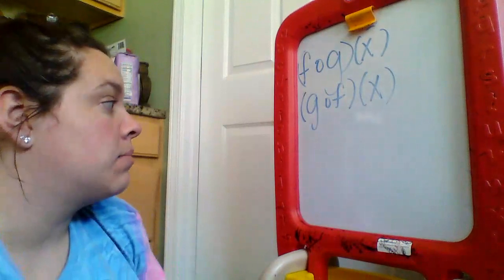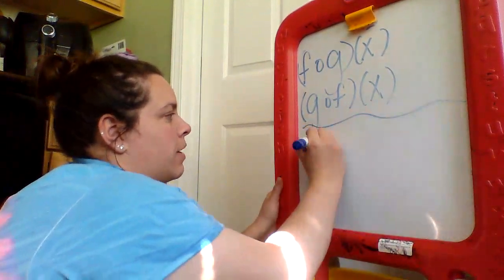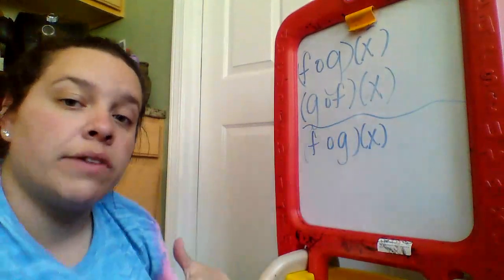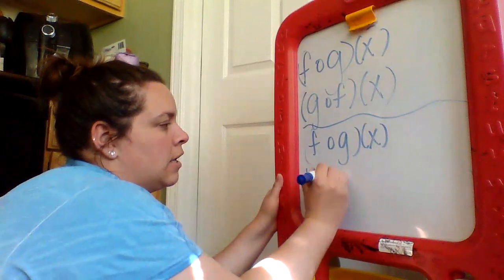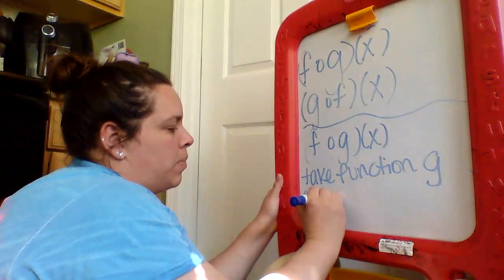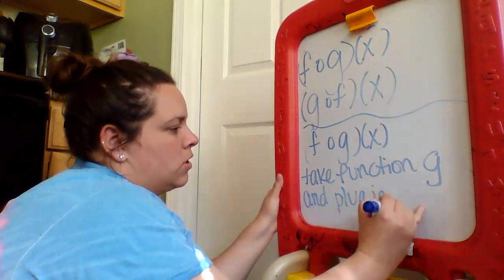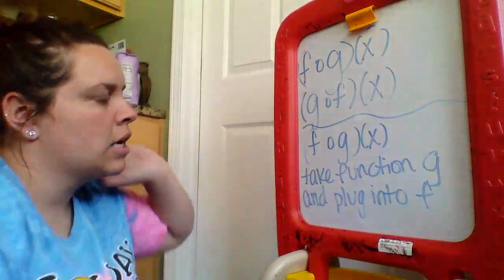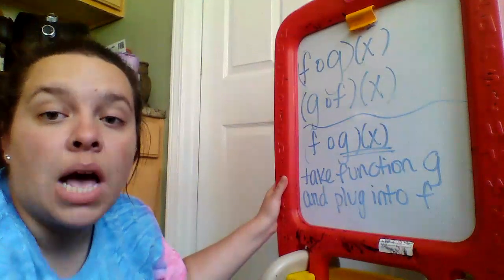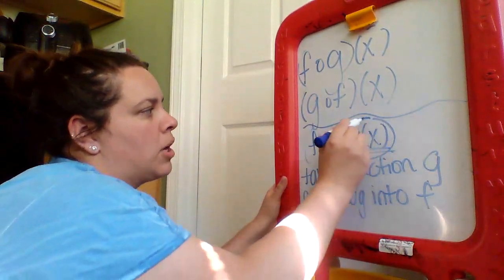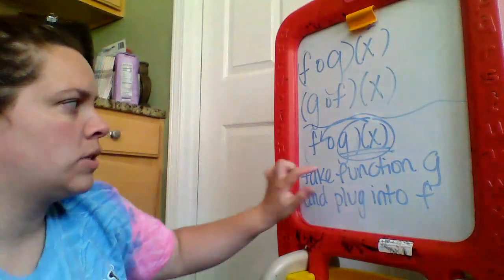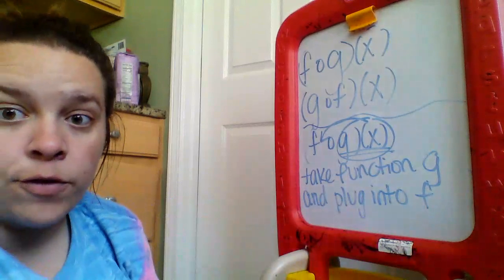All right. So if I see, I'm going to write this up here. If I see f of g of x, that means it's not "fog", it's f of g of x. I'm going to take function g and plug it into f, okay? So you'll see a lot of times I'll underline this because that's the function that it's going to be composed of, and I'm going to underline this and plug it into f because it's going to be function f composed of g. So take function g and plug it into f.